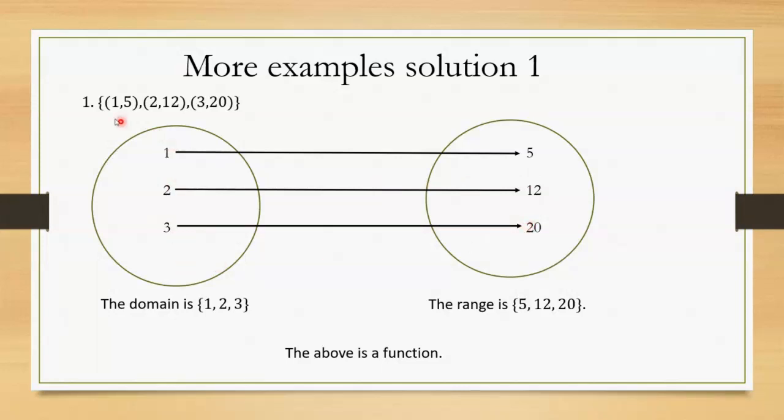And the domain you can easily see is 1, 2, and 3. Whereas the range is 5, 12, and 20. And is this a function? Well, yes, it is. And why is it a function? Well, notice that each of these inputs, as you can see, has a unique output. Each input only has one output, right? 1 only has 5, 2 only has 12, 3 only has 20.